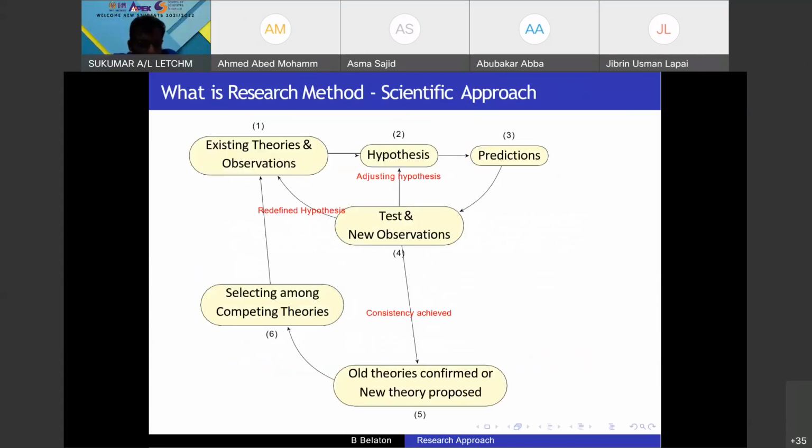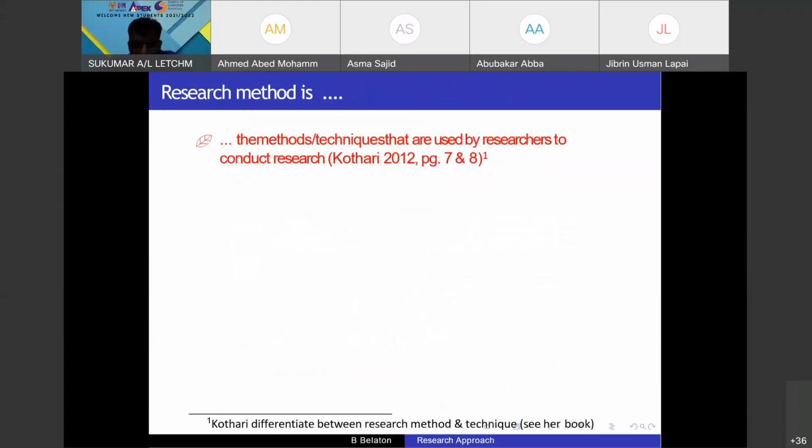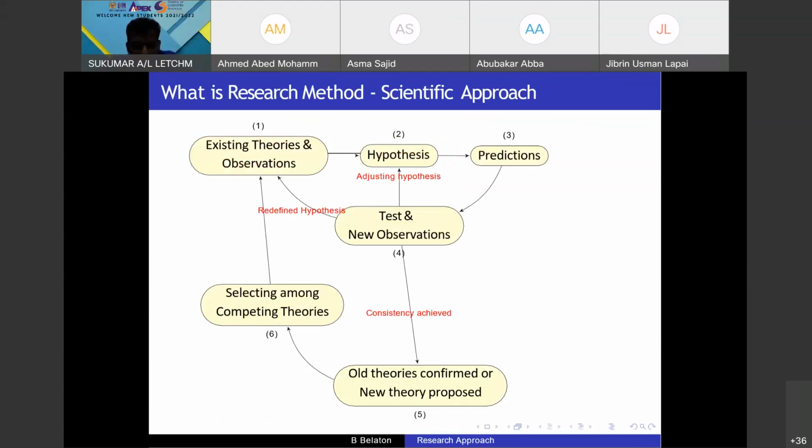So if you look at what is the research method in science, normally we try to map onto this. What you normally get is existing theory or observation based on the literature. From there, you try to get your hypothesis, and then what is the prediction that you are going to make. From there, if you get the result, then you test. If you have a new observation, you compare it with the existing one. So this is how you normally play around.